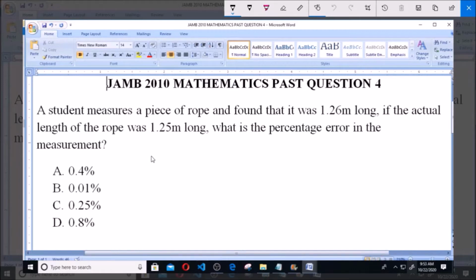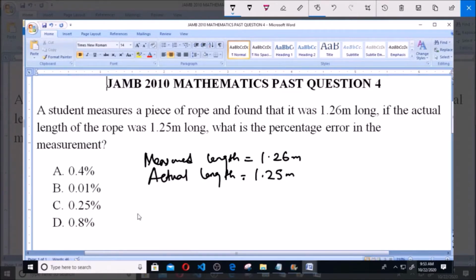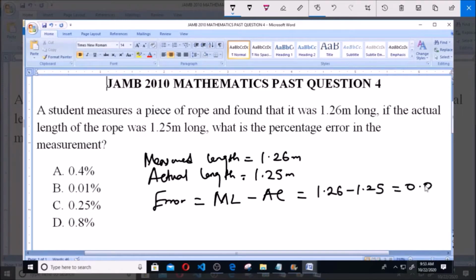Now he actually measured this rope, that is, let's say the measured length now. The measured length is equals to 1.26 meter. But then the actual length of this rope is equals to what? 1.25 meter. Now we can now say error will be equals to what? Measured length minus the actual length, and that is equals to 1.26 minus 1.25. So the error here in the measurement is equals to what? 0.01 meters.